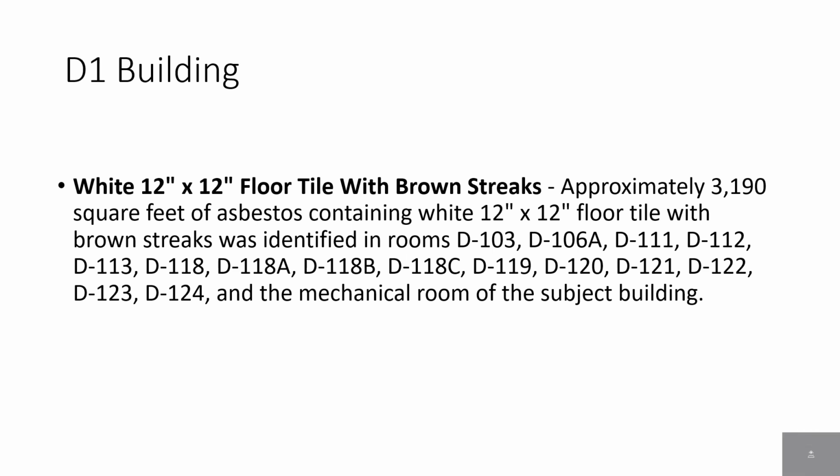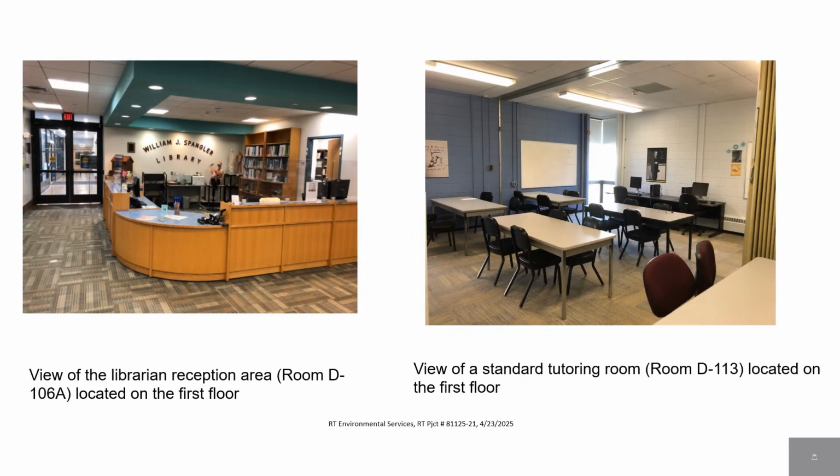Approximately 3,200 square feet of white 12 by 12 floor tile with brown streaks containing asbestos were located in building D1. Here we see a view of the library reception area, room D106A, and the asbestos-containing floor tiles are covered by carpet. And we also have a view of a standard tutoring room, D113, located on the first floor.